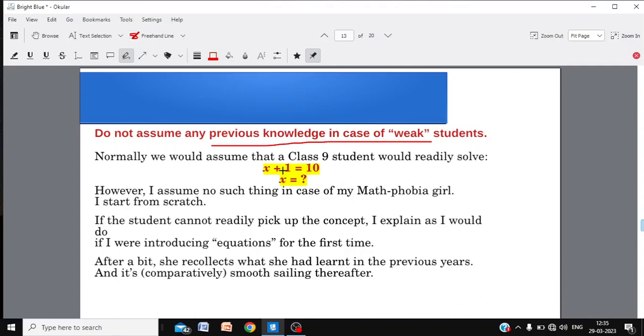So x plus 1 is 10. X equal to what? However, I assume no such thing in case of my math phobia girl. Do not assume that they know this. They may know this, they may not know this. It really makes no difference.